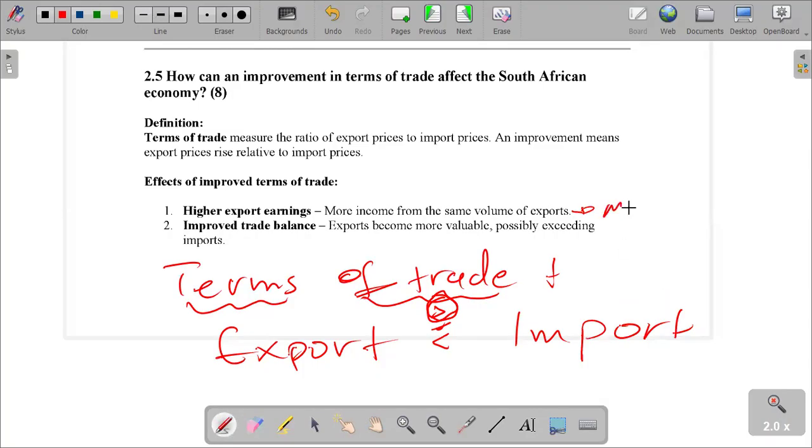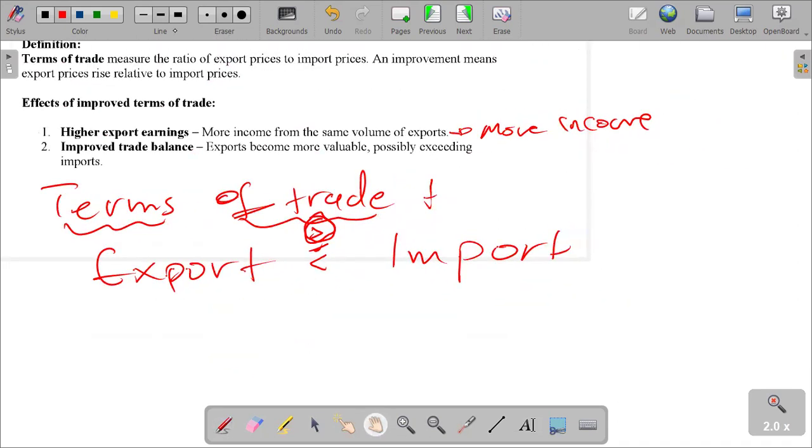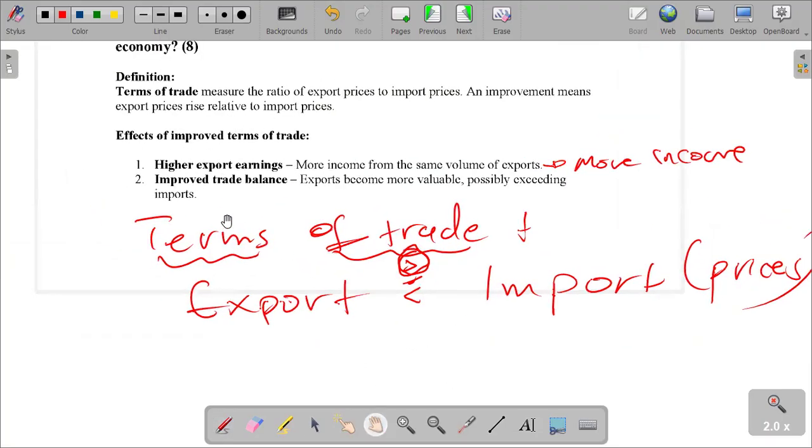Let's say more income. In terms of prices, the price of exports is larger or smaller than the prices of imports, right? So the effect of improved terms of trade is higher export earnings, and more income will be coming into the country. And then number two, improved trade balance. Exports become more valuable, possibly exceeding imports.